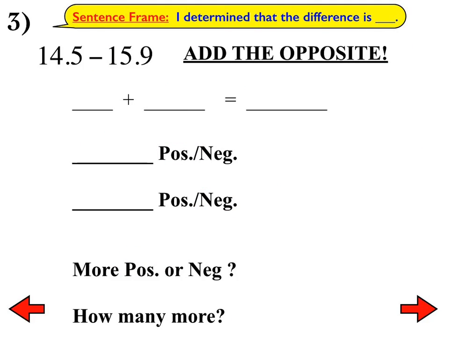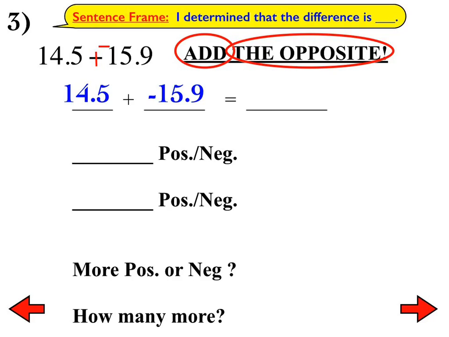In number 3, we should add the opposite. When we do that, we're turning it into an addition problem, so it turns into 14.5 plus negative 15.9. And the reason why we do that, if you haven't realized it by now, is that it's easier to deal with addition problems with negative numbers than it is with subtraction.